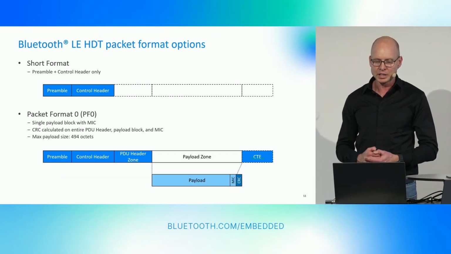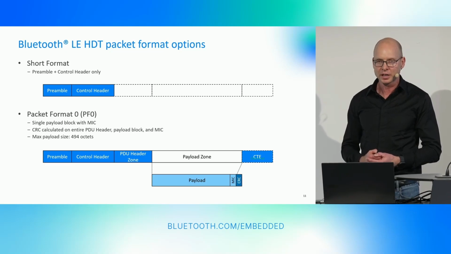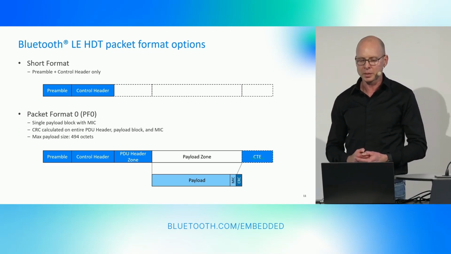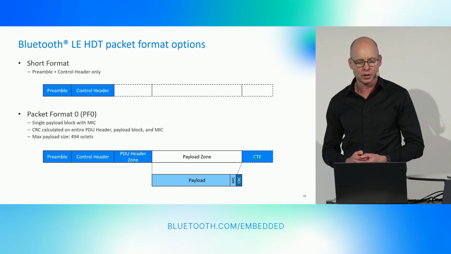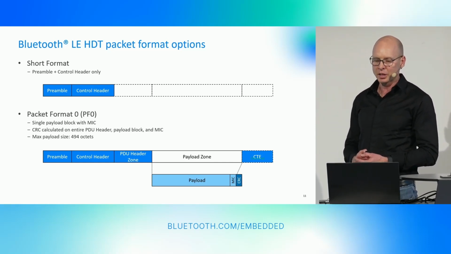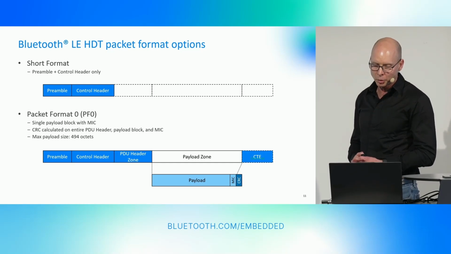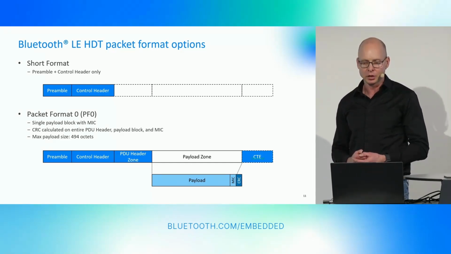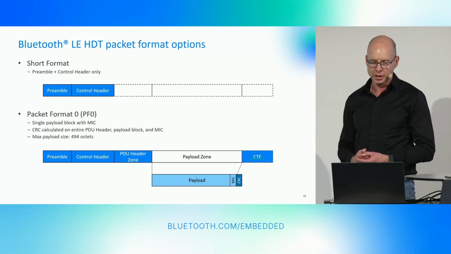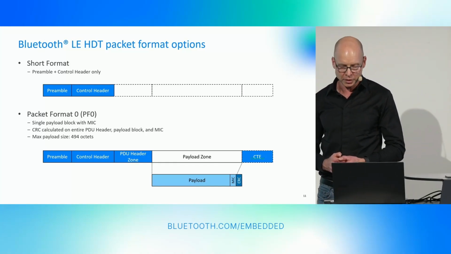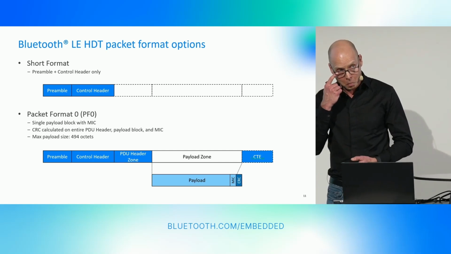And then that CRC, which is the cyclic redundancy check, is there for error detection. It's going to be calculated based on the entire PDU header, payload block, and the MIC. And then a note on the MIC: those are going to be present when there are encrypted connections. It might be ACL, could be connected isochronous stream, or broadcast isochronous stream. All three of those transports are applicable.